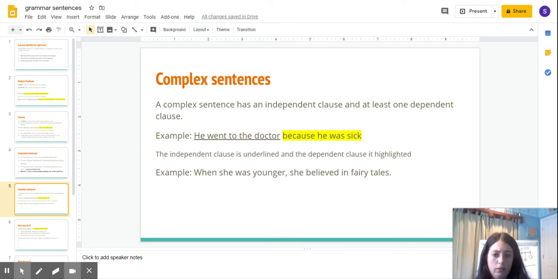Okay, so it's highlighted here. So an independent clause right here is underlined, you guys can see. And another example sentence is, when she was younger, she believed in fairy tales. When she was younger isn't a complete thought. You're gonna think, when she was younger, what? What else is there? There's more to add on to it. But she believed in fairy tales, if I took that, you would think, that's a complete sentence. So when she was younger is the dependent clause, and she believed in fairy tales is the independent clause. All right.